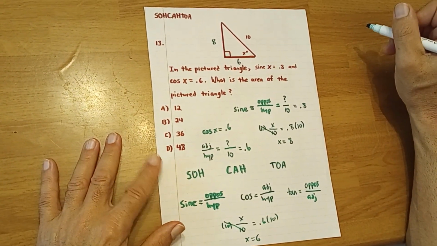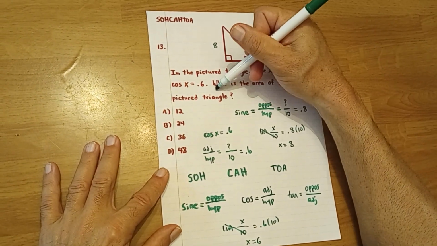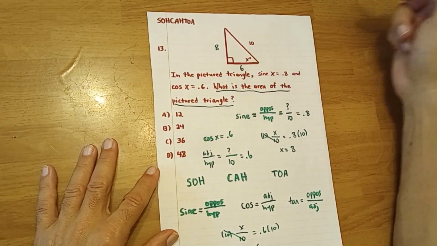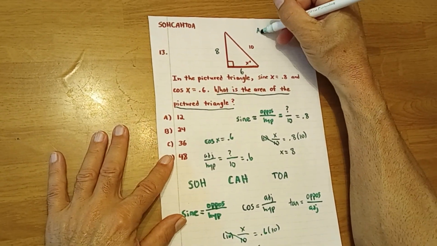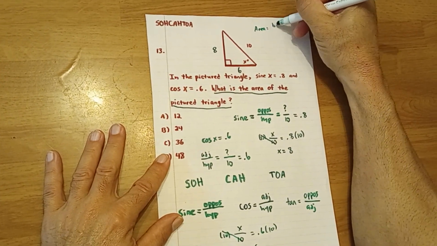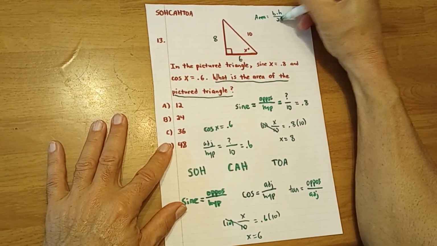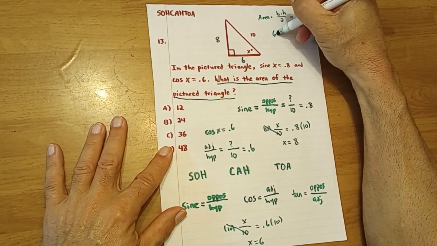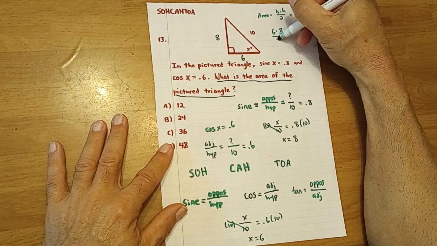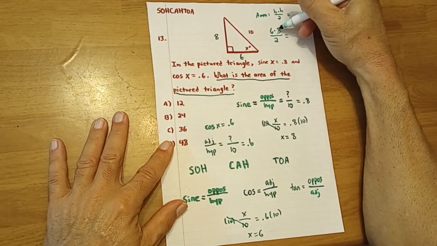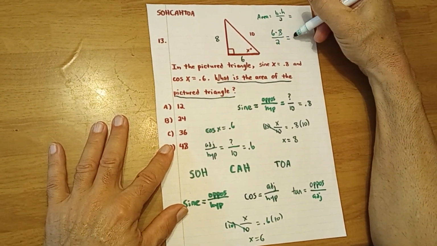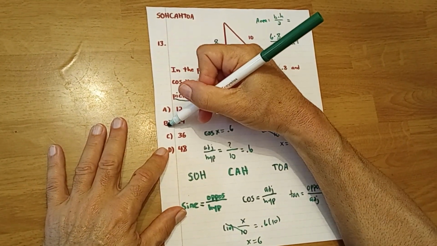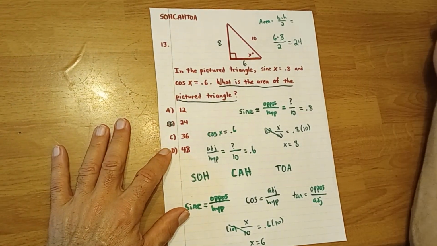Okay? Now you may recall that we find the area, what is the area of the pictured triangle, by simply multiplying the base times the height, base times height divided by 2. Okay, well, here our base is 6, our height is 8. We divide that by 2, and that's going to be 48 divided by 2, which is simply 24. So our answer here for the area of the triangle is 24.